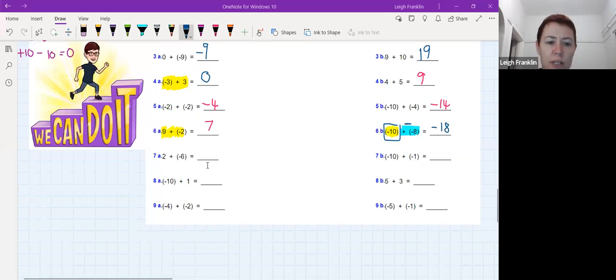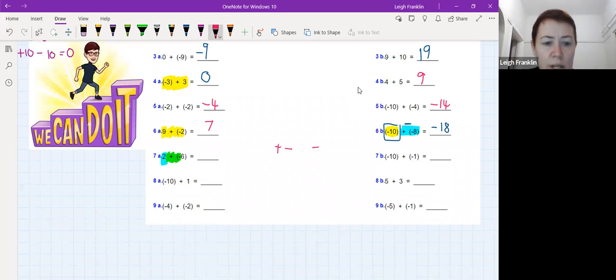Okay, what is the question asking us to do? It's asking us to start at what number? Where's our starting place? At 2, okay? And then when we have to add a negative number, are we adding or subtracting? We are adding. No, we're not adding. We are subtracting. When we add a negative number, we are subtracting.